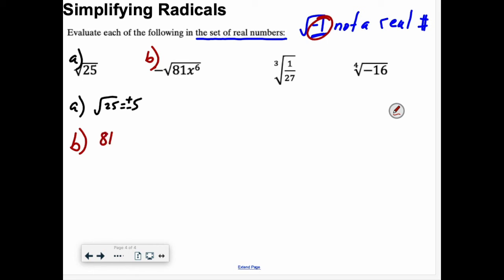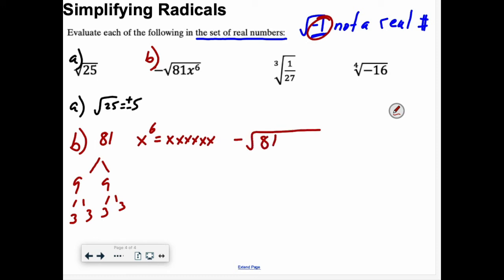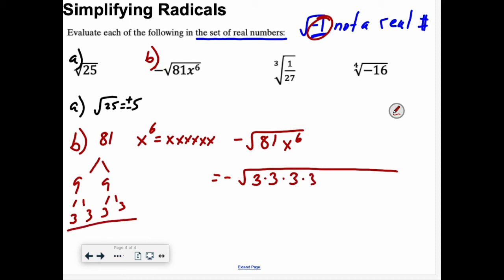I'm going to take my factors of 81. Well, that's 9 and 9, which splits into 3 and 3. I'm also going to take my factors of x and list them out. But I just know x to the 6 is equal to 1, 2, 3, 4, 5, 6. So that means that my negative square root of 81x to the 6th is just equal to negative. You're going to see why that's such a long radical sign in a second. 3 times 3 times 3 times 3. That's coming from these. Times 1, 2, 3, 4, 5, 6.